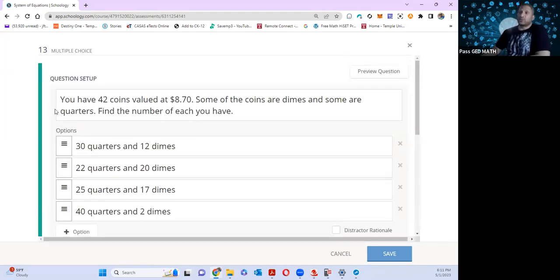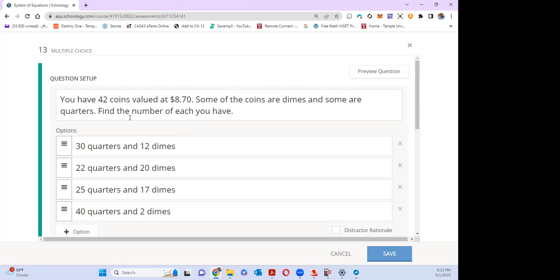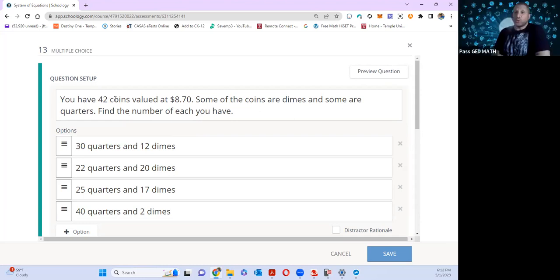So let's look at this one. You have 42 coins valued at 8.70. Some of the coins are dimes and some are quarters. Find the number of each you have. So when you look at it, if we want to solve this system of equations, we have to do two equations first. First of all, that's 42 coins.